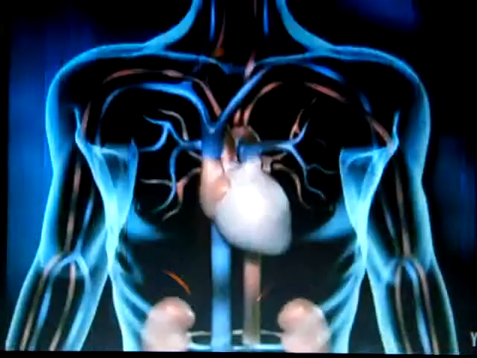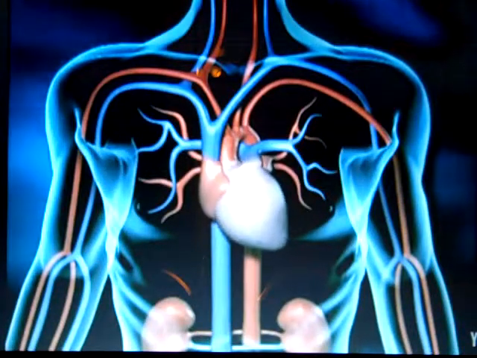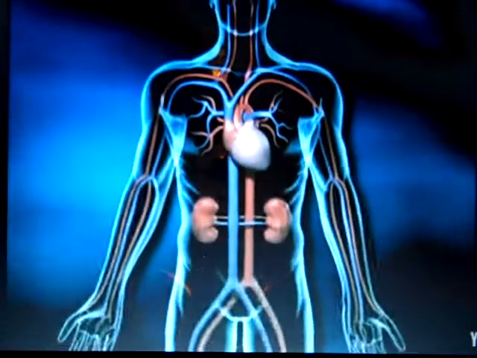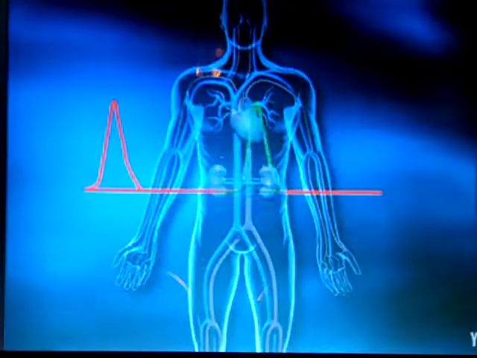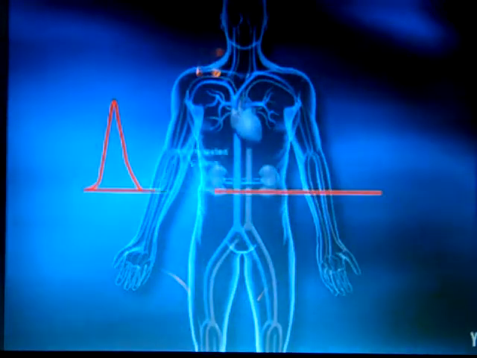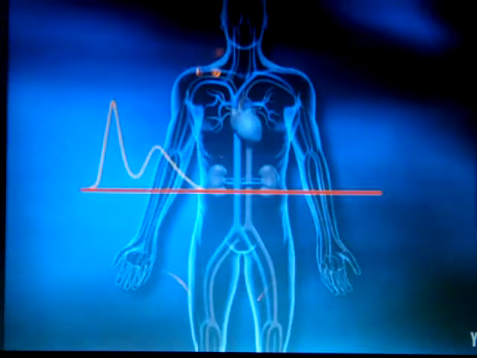Because it's pumping, it cannot allow blood to flow through the muscle. So for a good heart function, what the heart should do is spend the least amount of time pumping and the maximum amount of time resting, which is ideal.